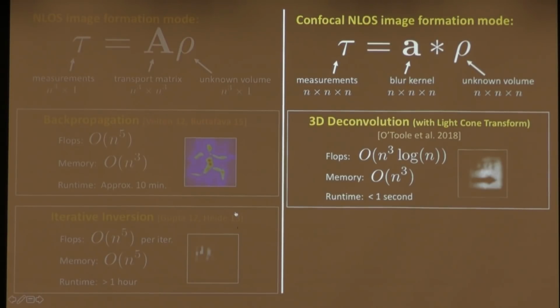Yeah? So how do you know the blur kernel? And is it constant for the objects that you're measuring, or will you have different kernels for different objects?